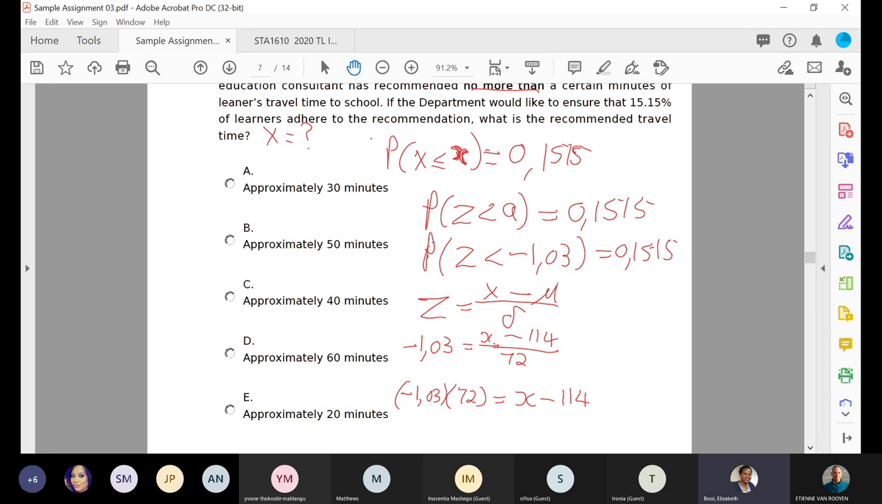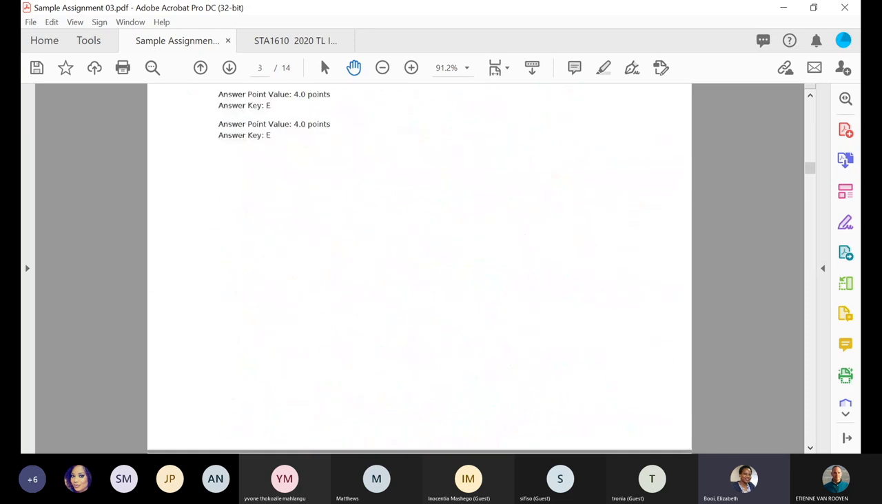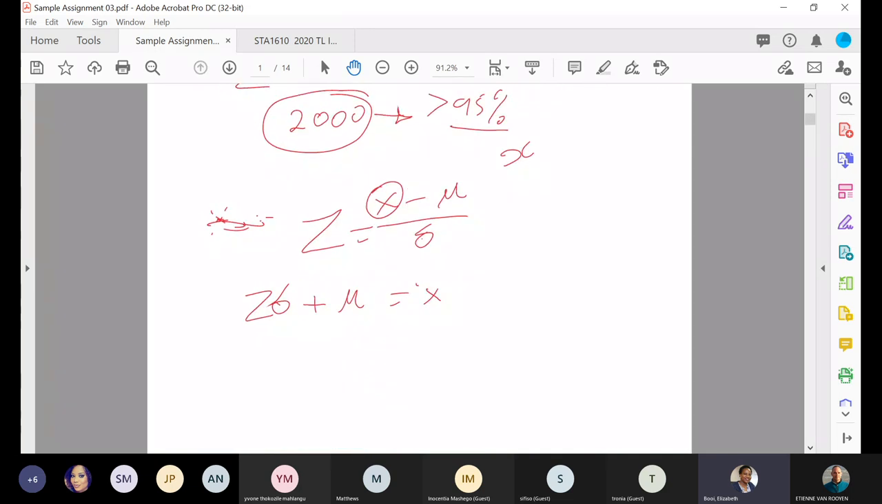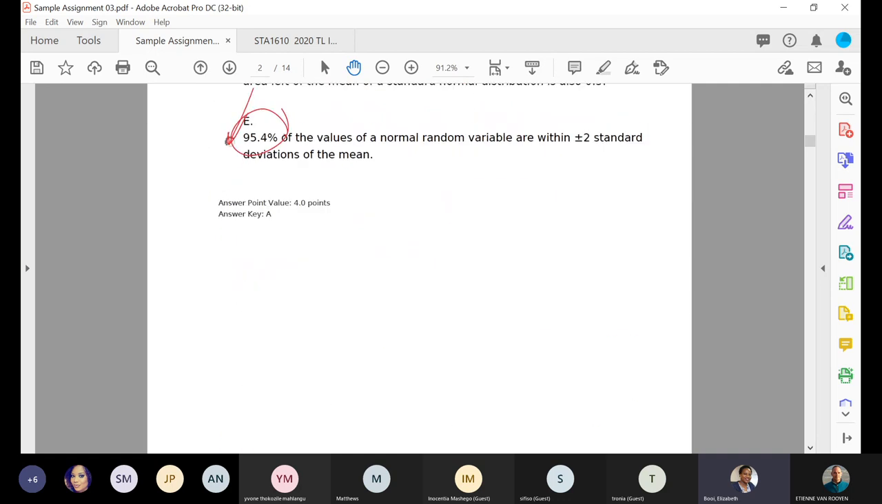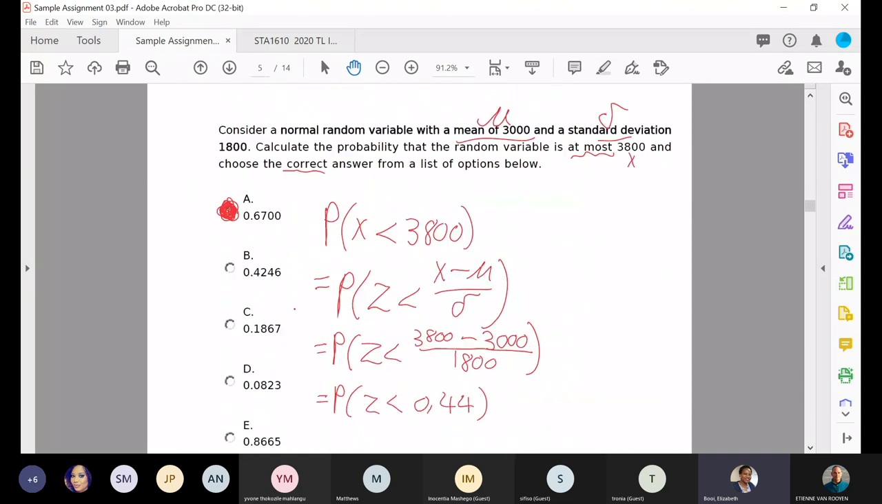And if I move 114 to the other side, since I'm going to run out of space, it will be plus 114 is equal to X. And if you look at, let me just run up again to what we did here. So we said if we want to find X, we can just multiply by Z and move the mean onto the other side. So it will be Z times sigma plus the mean, which is equal to X. And that's what we are doing on that question.